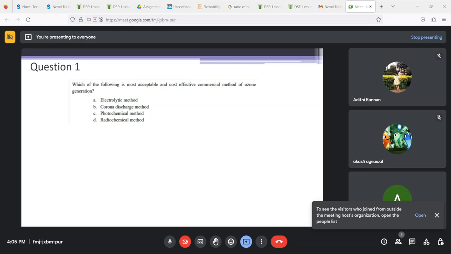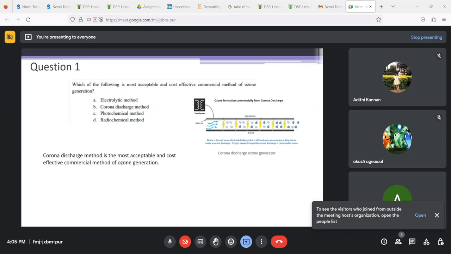The reason why we need a very cost effective and acceptable commercial method for ozone generation is that ozone is very unstable. It can combine back to form molecular oxygen. So if that is the case, then we cannot store ozone anywhere. It has to be generated at that particular moment by the most effective method that you can figure out. So, amongst all the four methods, they are commercial methods of ozone generation, but the corona discharge method is the most acceptable and cost-effective.